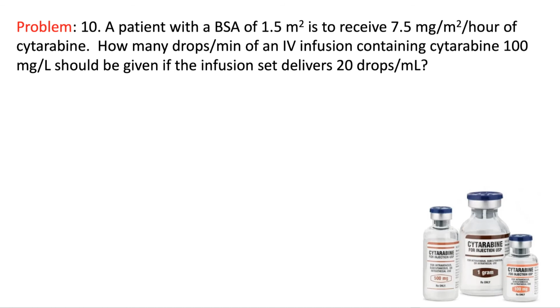Question number 8 is related, a different question, but similar. So another chemotherapy agent, cytarabine. So this question reads, a patient with a body surface area of 1.5 meters squared is to receive 7.5 milligrams per meter squared per hour of cytarabine. How many drops per minute of an IV infusion containing cytarabine 100 milligrams per liter should be given if the infusion set has a drop factor of 20 drops per milliliter?